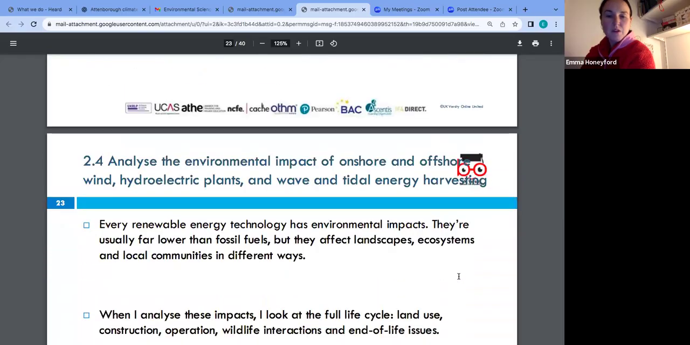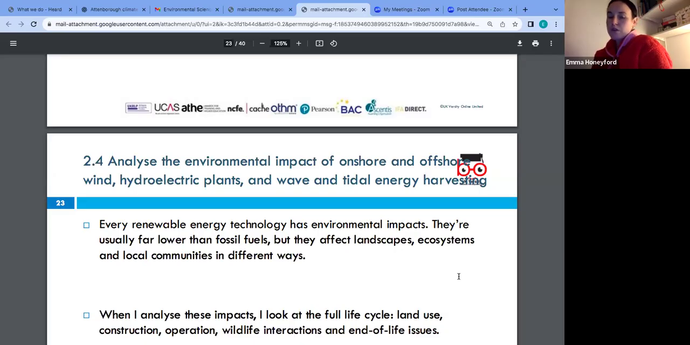Okay, now we're going to have a look at the environmental impacts of onshore and offshore wind, hydroelectric plants, and wave and tidal energy harvesting. So every renewable energy technology isn't without an environmental impact. So obviously they are far less than the use of fossil fuels, but they do affect landscapes, ecosystems, and local communities in very different ways.